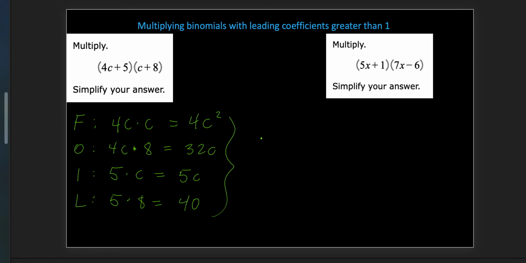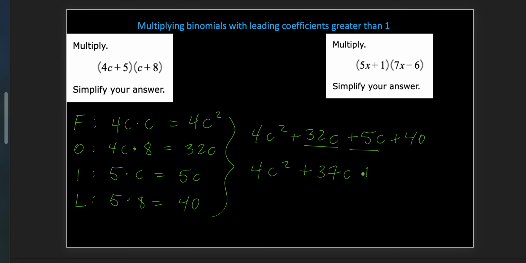That's going to give me 4c squared plus 32c plus 5c plus 40. And we can add these like terms. So 32 plus 5 is 37. So plus 37c plus 40. And that'll be it.